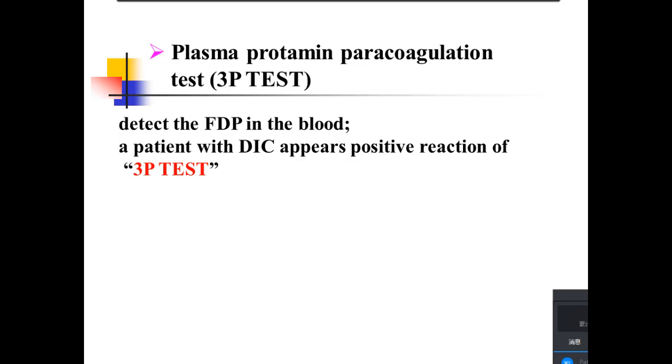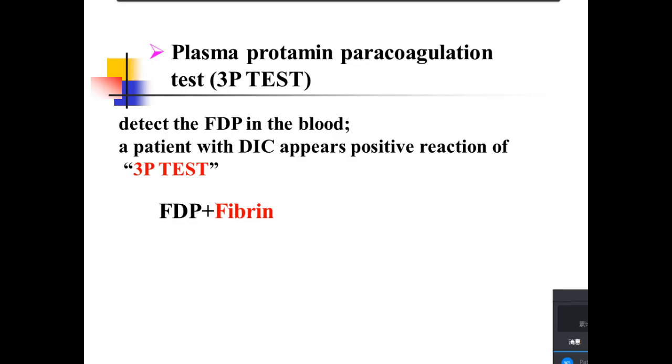What is the 3P test? FDP and fibrin can form a complex. The complex is dissolved. The complex can dissolve in blood. So can you see the complex or not? No, you can't see it. It dissolves in blood.